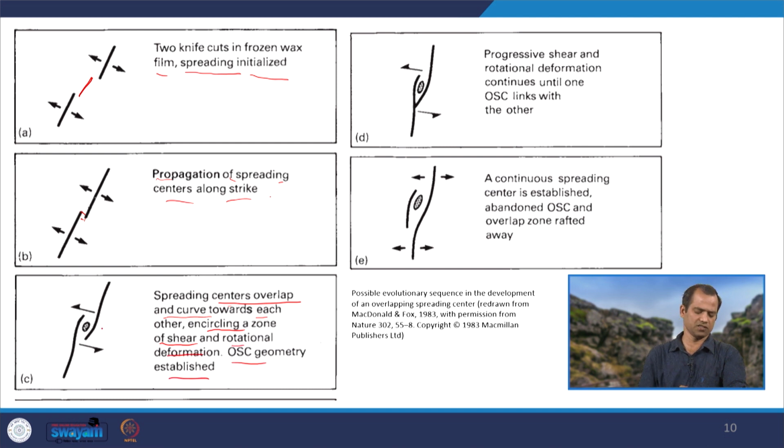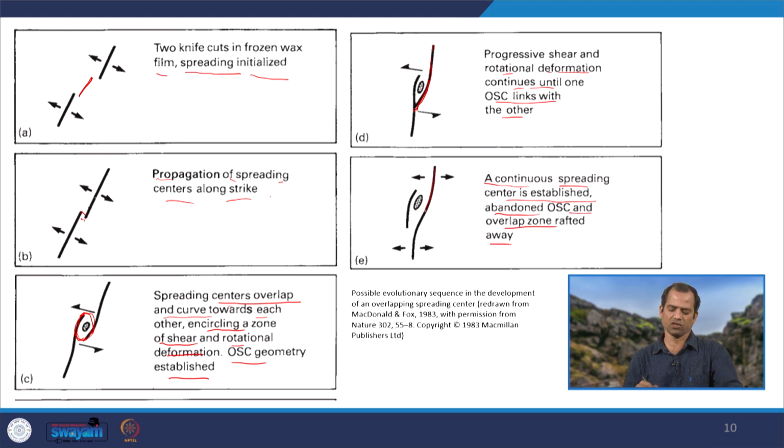Geometry established. Now, you see here this part is overlapping and this block is experiencing shear motion or rotational motion. So, progressive shear and rotational deformation continues until one OCS is linked to the other. So, now you see this OCS is joining here and a continuous spreading center is established, and the abandoned OCS and the overlap zone rafted away.